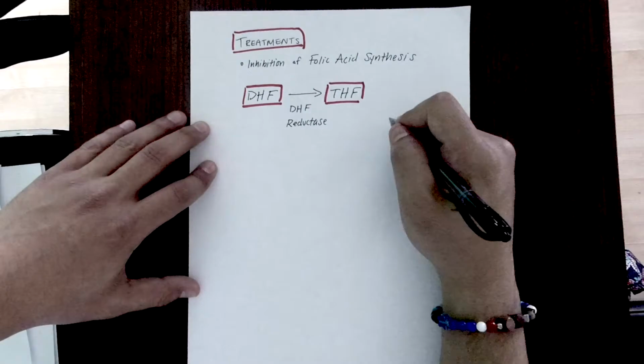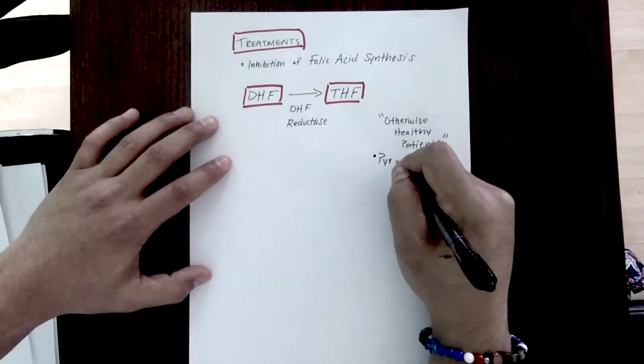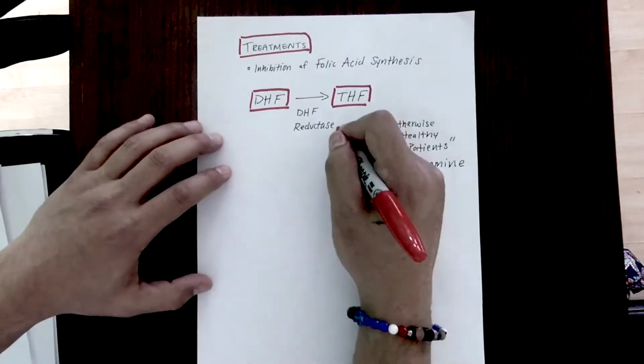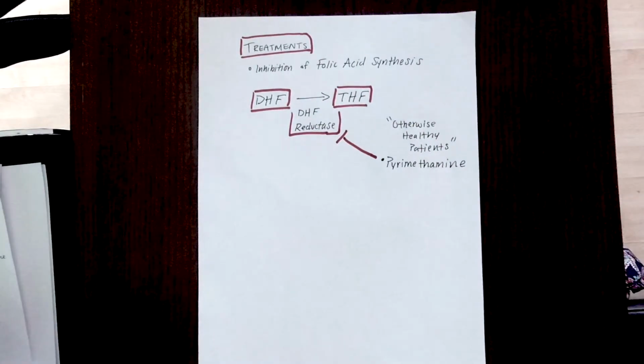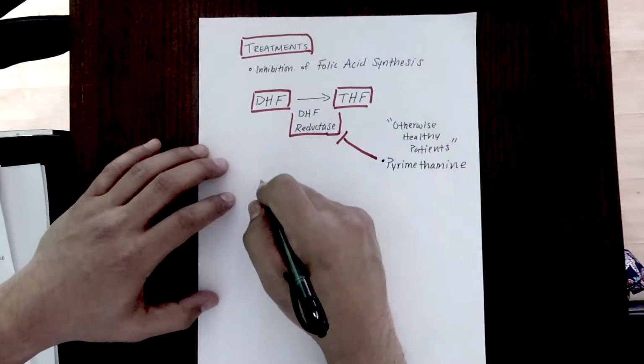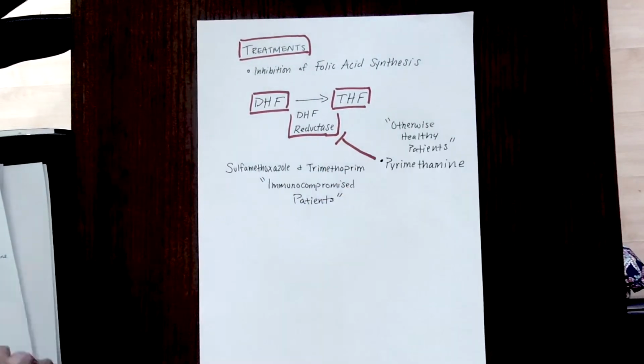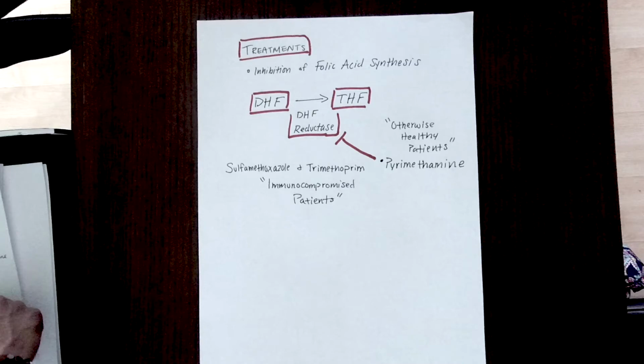Now let's talk about treatments for toxoplasmosis, which include drugs that are inhibitors of folic acid synthesis. Most healthy people won't require treatment for T. gondii. However, if you have signs and symptoms of acute toxoplasmosis, pyrimethamine, a dihydrofolate reductase inhibitor, may be prescribed. Immunocompromised patients are prophylactically treated with a trimethoprim-sulfamethoxazole combo to prevent toxoplasmosis infection.